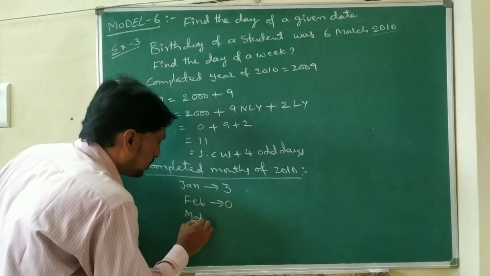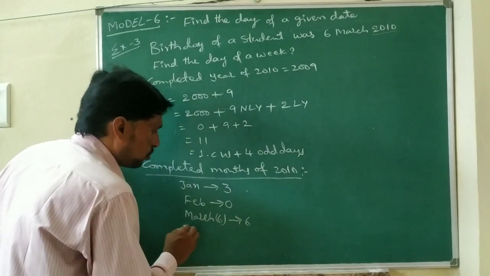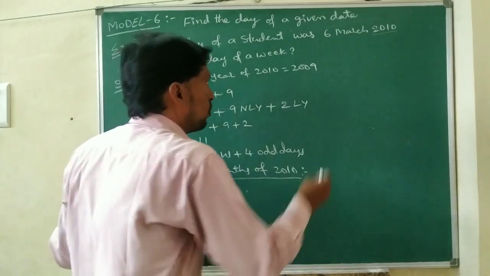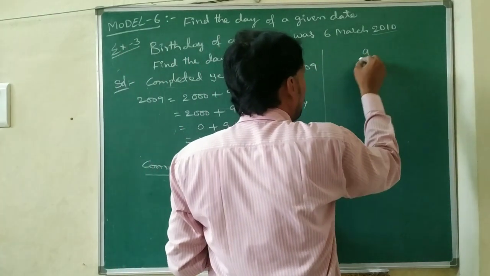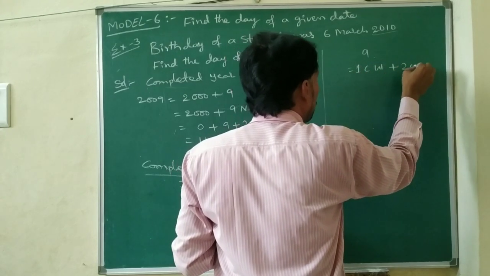March, up to 6th only we need to take. So odd days will be 6. So total you have to calculate, total equal to 9. So 9, how we have to take? 1 complete week plus 2 odd days.